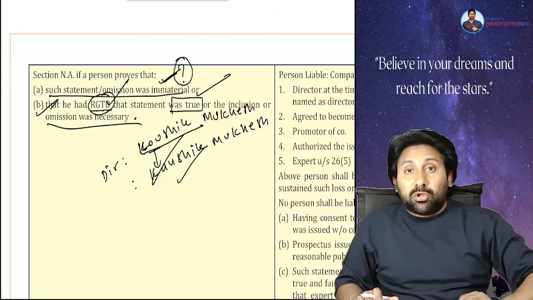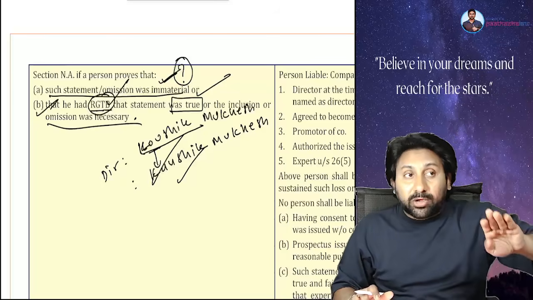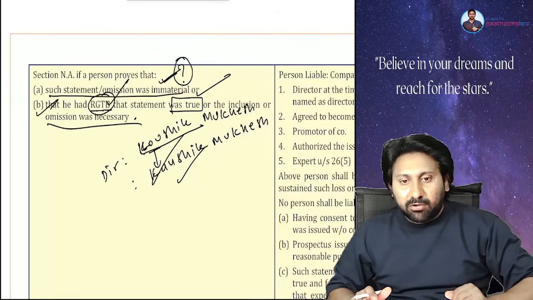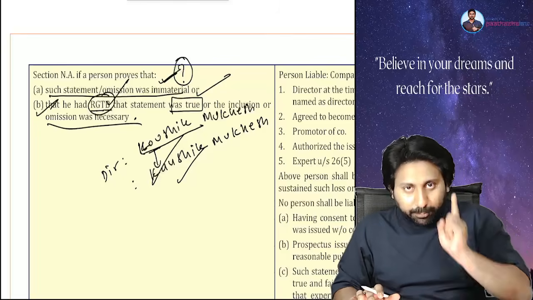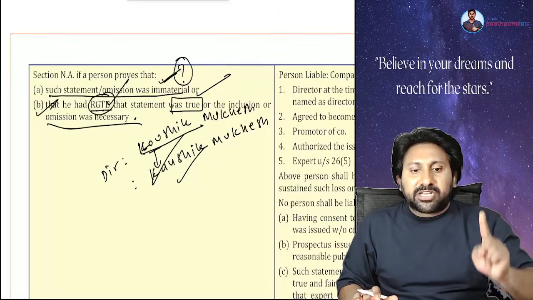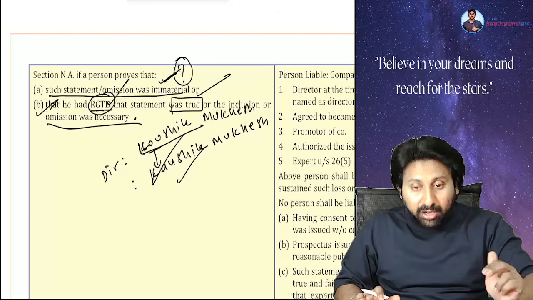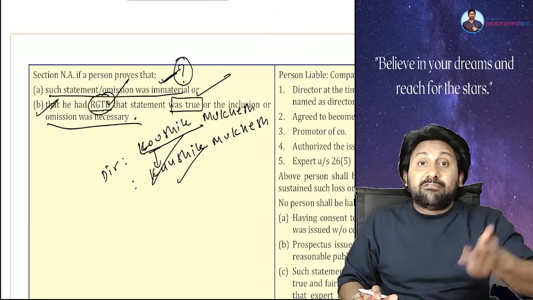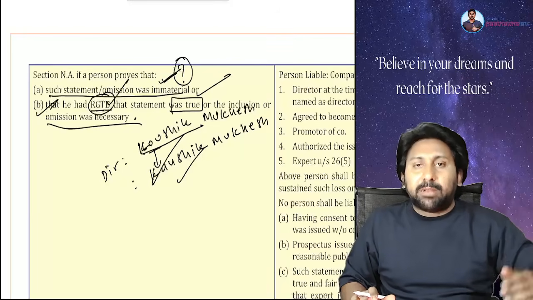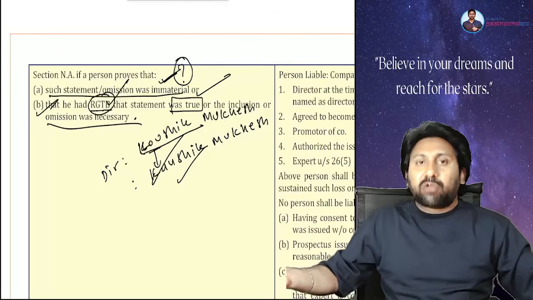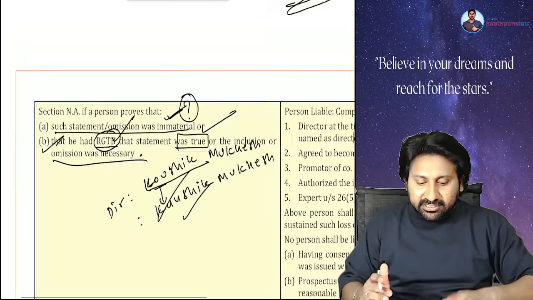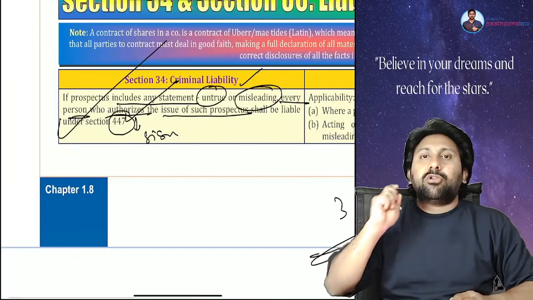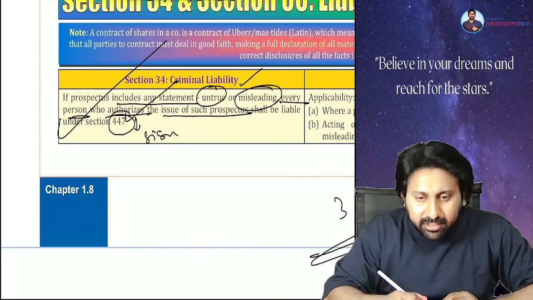So there are two situations in which you can escape 447 and come out. What are the two situations? You should prove that the misstatement or omission is immaterial, or you should prove that you believed, or had a reasonable ground to believe, that the statement was true or the omission was necessary. This is all dealt with by section 34. Are you all understanding the point clearly or not?